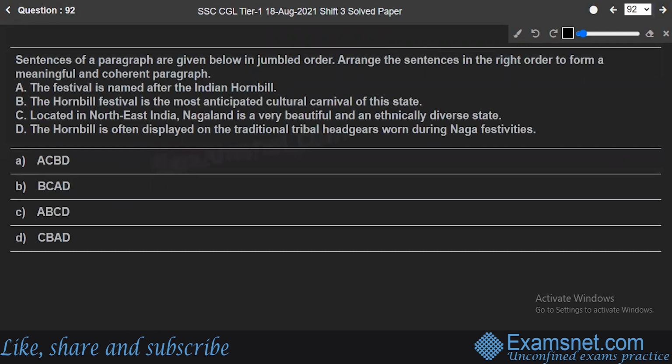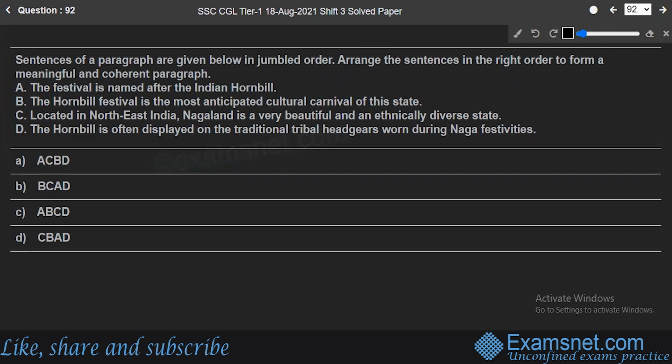Select the sentences of the paragraph given below in the jumbled order. Arrange the sentences in the right order to form a meaningful and coherent paragraph. Let's read all of them. A, the festival is named after the Indian Hornbill. B, the Hornbill Festival is the most anticipated cultural carnival of the state. C, located in Northeast India, Nagaland is a very beautiful and ethnically diverse state. D, the Hornbill is often displayed on the traditional tribal headgears worn during Naga festivities.